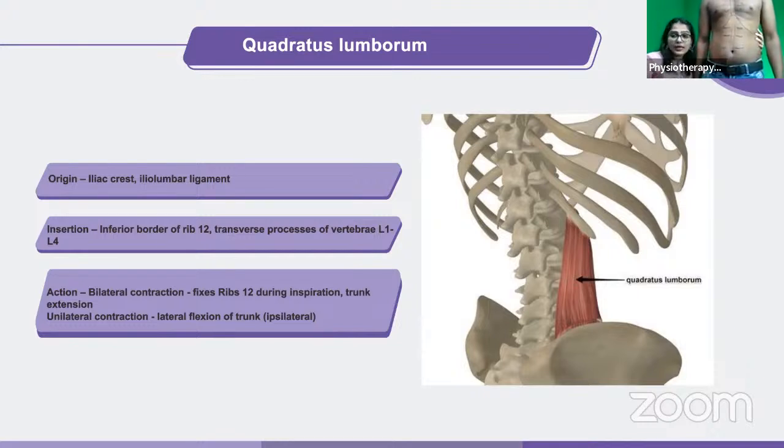So it will not help in flexion, but it will help in extension of the spine with the help of other extensors of the back. Bilateral contraction will fix the ribs. As it is inserted on the 12th rib, it will fix that rib and help all the other muscles to extend. So this is about the quadratus lumborum.